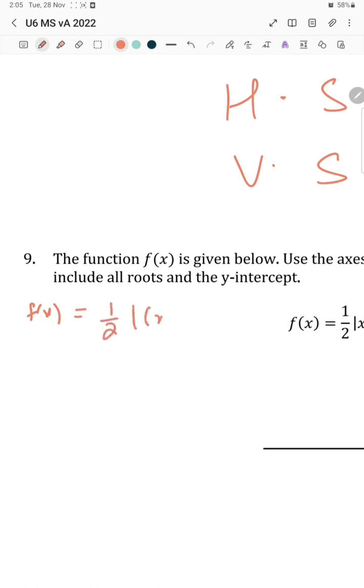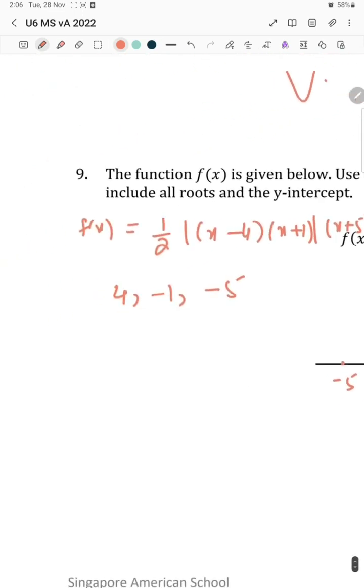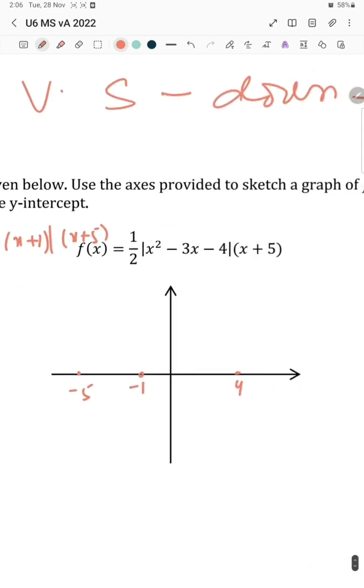We can write it in the factorization form. And the roots would be 4, minus 1 and minus 5. So it would be 4, minus 1, minus 5. What will be the y-intercept? We'll put x is equal to 0 and we will get 1 by 2, 4, 5, 10.